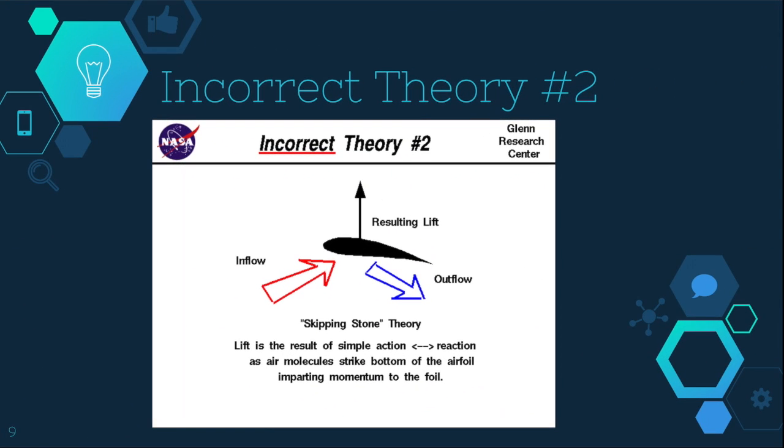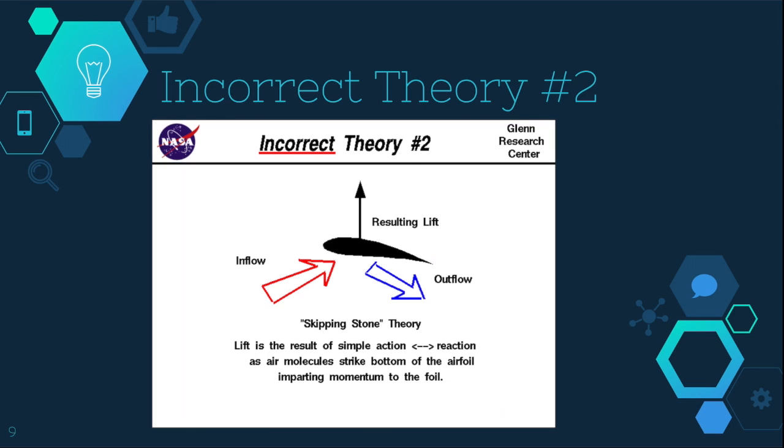Next, we talk about the second main incorrect theory of lift. The second incorrect theory about lift is called the skipping stone theory. According to NASA, the theory is based on the idea that lift is a reaction force to air molecules striking the bottom of the airfoil as it moves through the air.